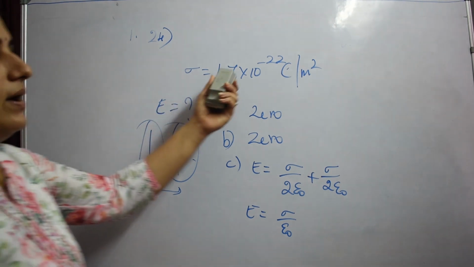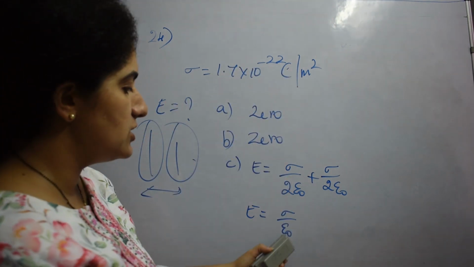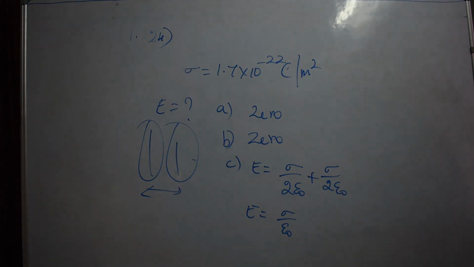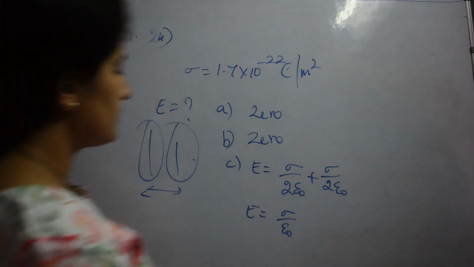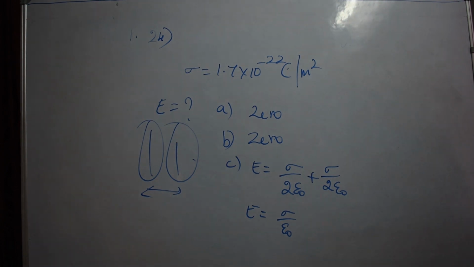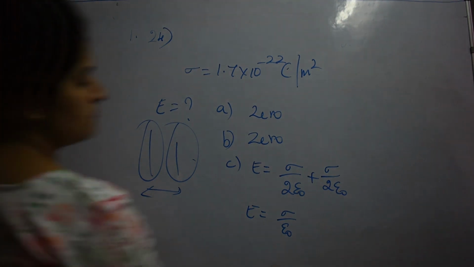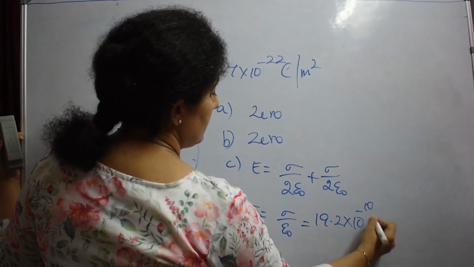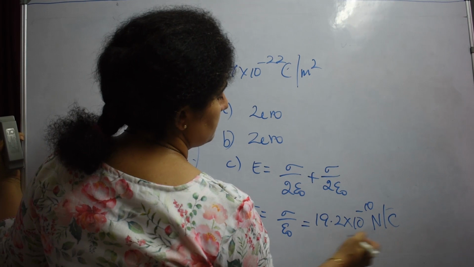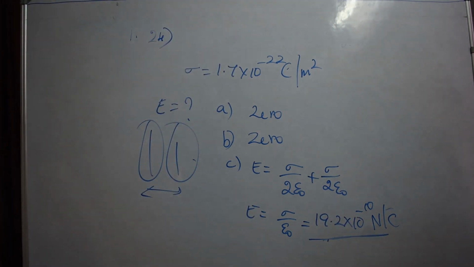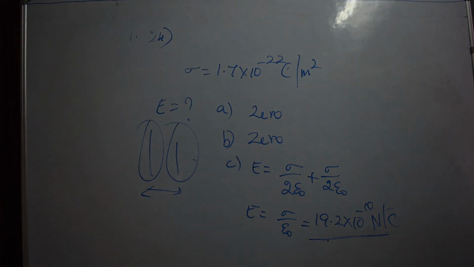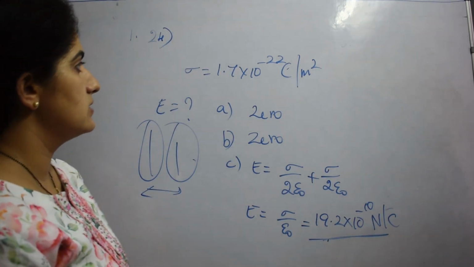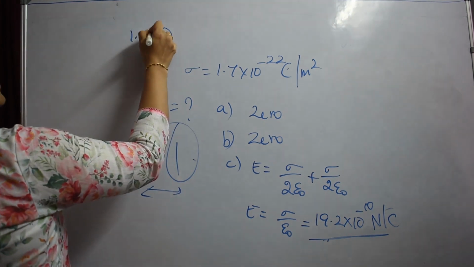What is sigma? 1.7 into 10 raised to minus 22, and the epsilon naught value. So then find out the value of the electric field. It comes out around 19.2 into 10 to the power minus 10 Newton per Coulomb. Okay, so this is the answer for 1.24.